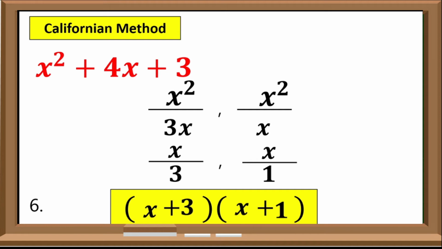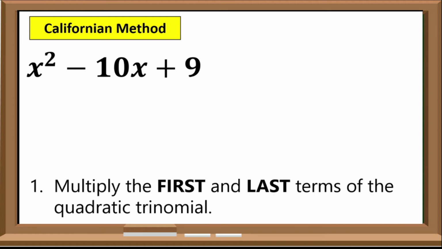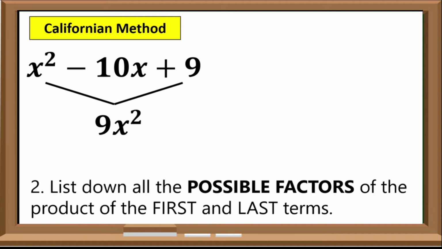Let us have another example. x squared minus 10x plus 9. First step, multiply the first and last terms of the quadratic trinomial. That would be x squared times 9, the result is 9x squared. Second step, list down all the possible factors of the product of the first and last terms.